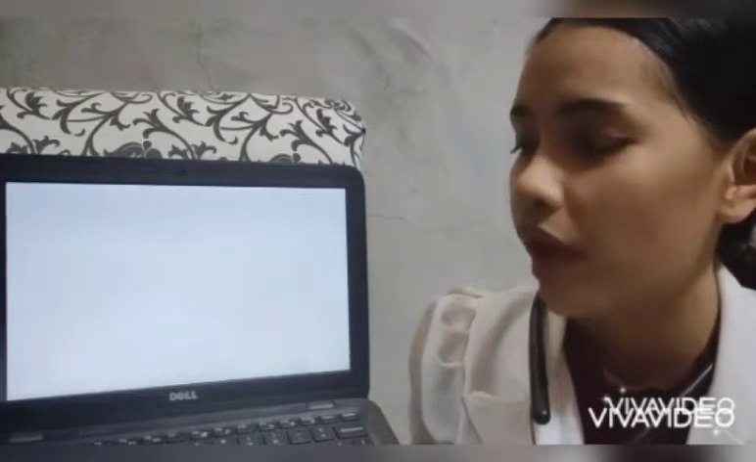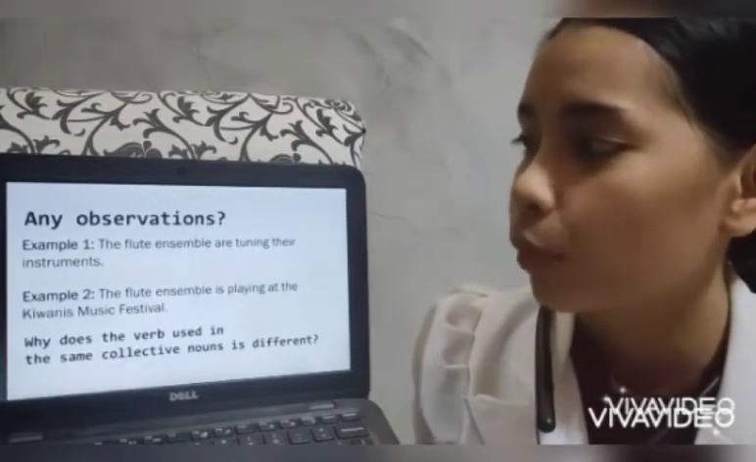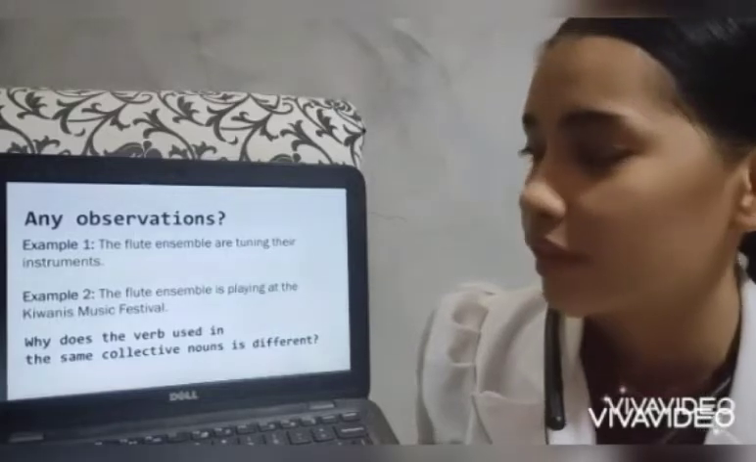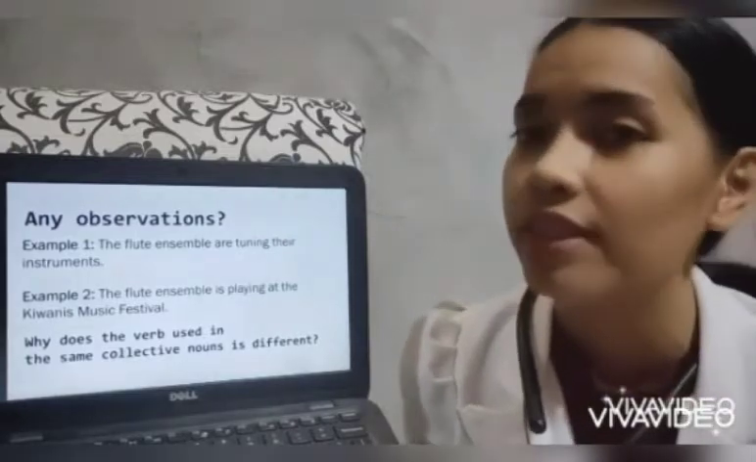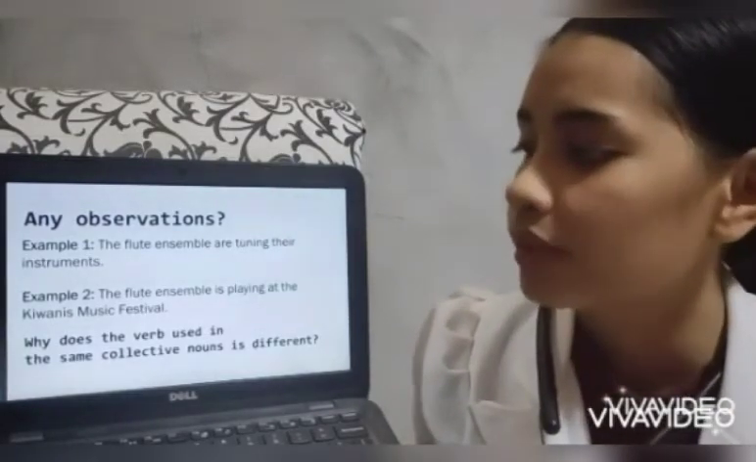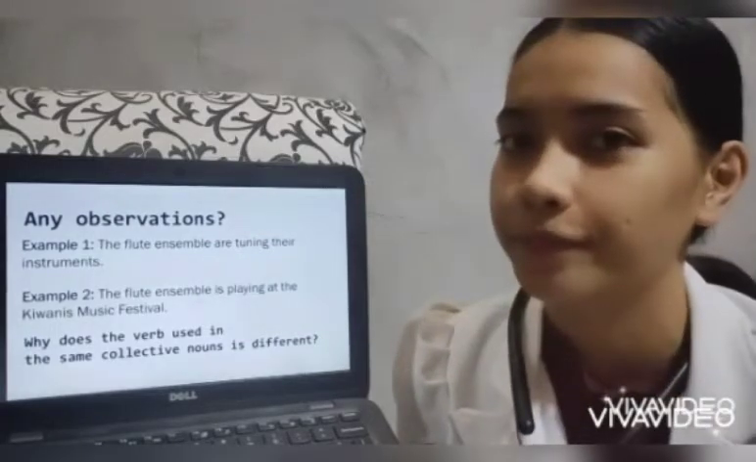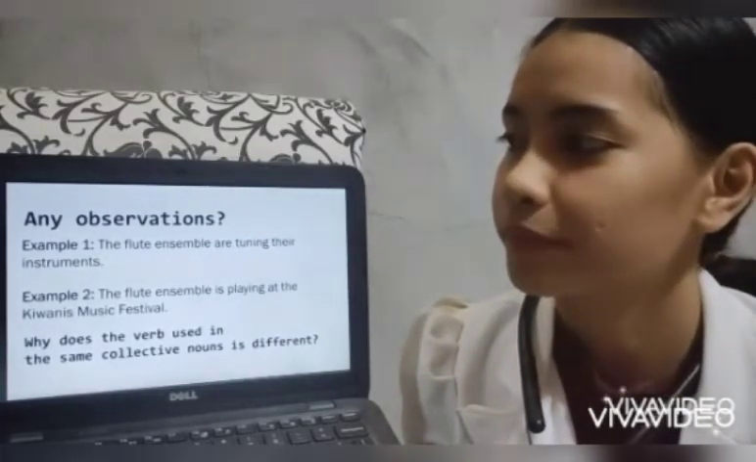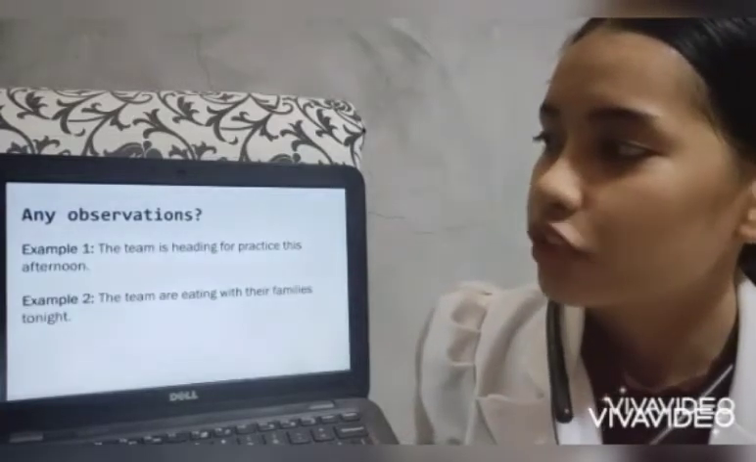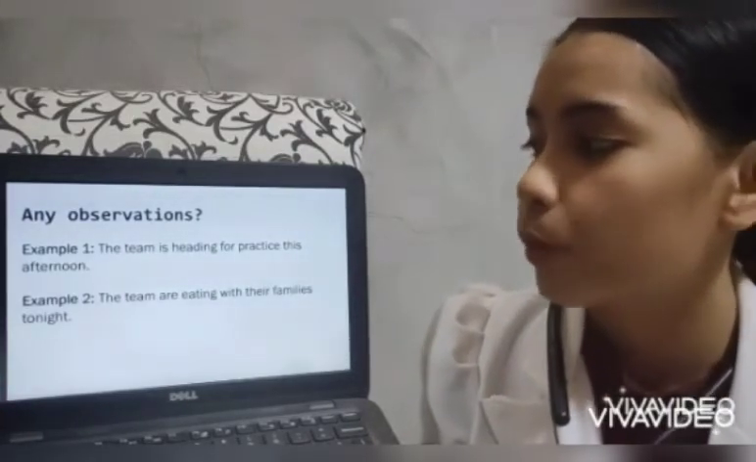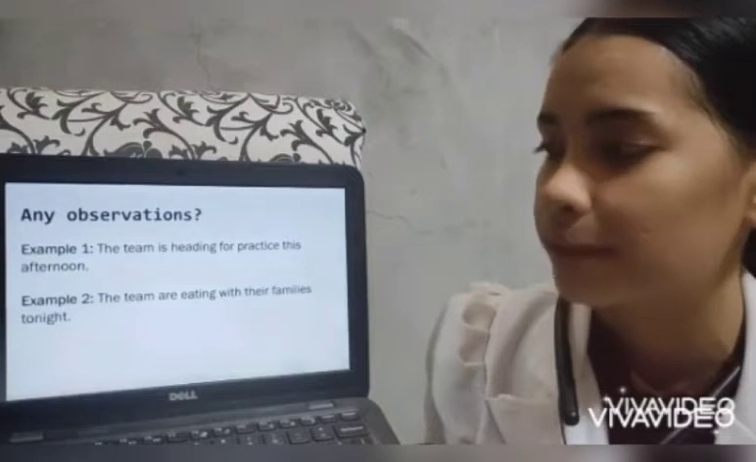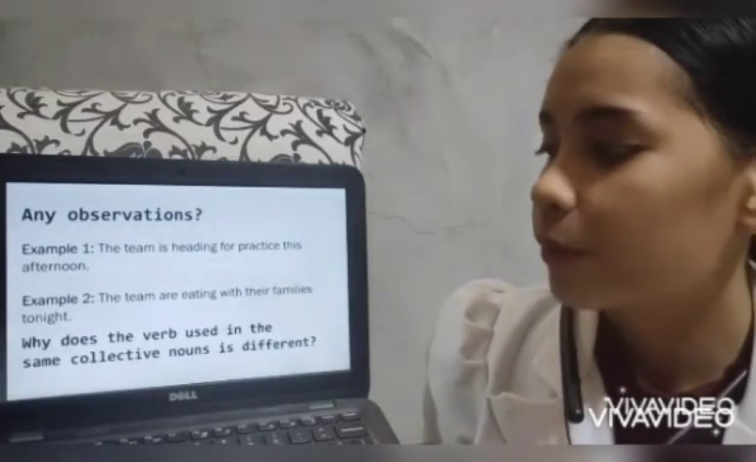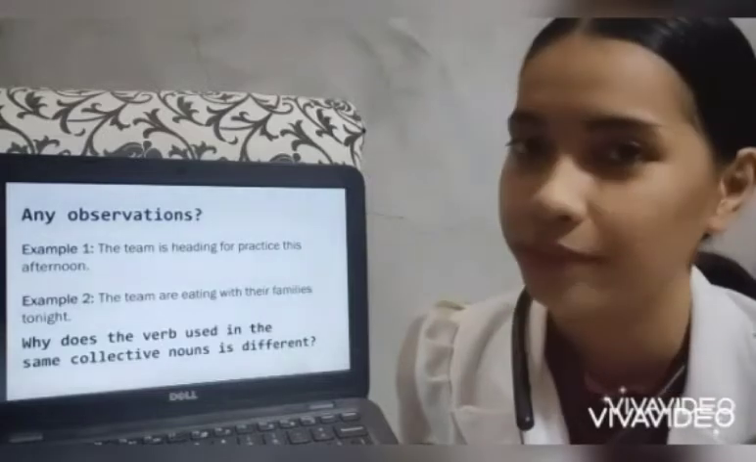Here's another example. Take a look at these examples again and tell me what you have observed. In example number 1, the flute ensemble are tuning their instruments. In example number 2, the flute ensemble is playing at the Kiwanis Music Festival. Why is the verb used with the same collective noun different? Second observation, in example number 1, the team is heading for practice this afternoon. In example number 2, the team are eating with their families. Again, why is the verb used with the same collective noun different?